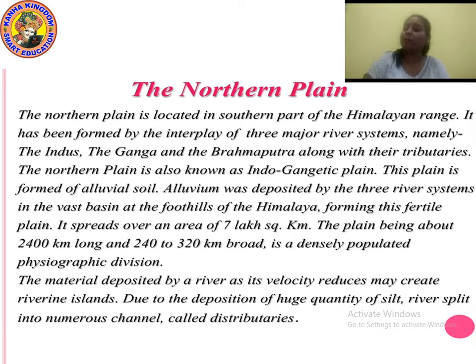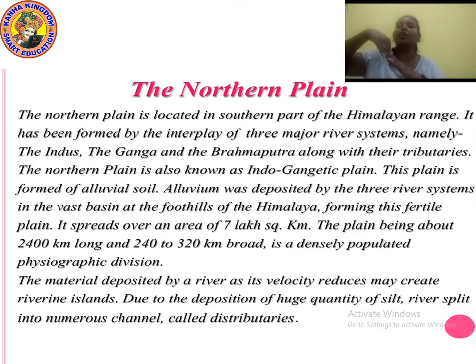tributaries. The northern plain is also known as the Indo-Gangetic Plain. So, another name of the northern plain is the Indo-Gangetic Plain. This plain is formed of alluvial soil. Alluvium was deposited by three river systems, the Indus, the Ganga, and the Brahmaputra, in the vast basin at the foothills of the Himalayas.